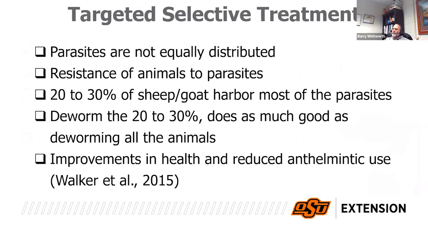Targeted selective treatment. All we're saying there is try not to deworm every animal in your flock or herd at once. If you can avoid it, base it on some type of FAMACHA or 5-point checks and deworm those animals that have to be dewormed. By doing so, we know that you're going to see improvements in health, and we're going to reduce anthelmintic use. So hopefully we're going to keep them around longer. And we can do this because we know that 20-30% of your goats or sheep have got 80% of your problems. So if you can take care of that, that's as good as deworming the whole flock or herd.